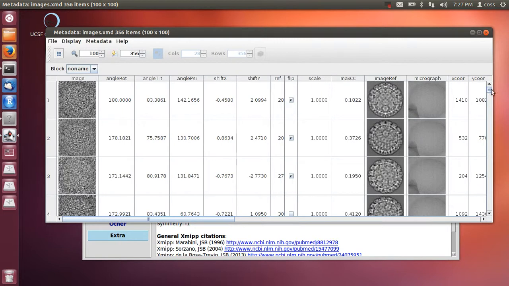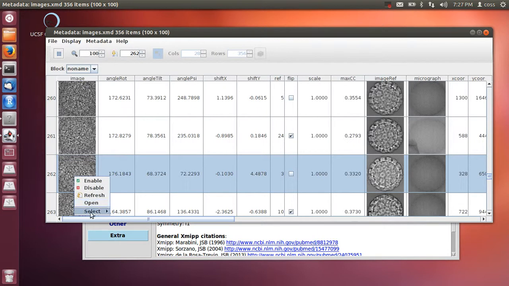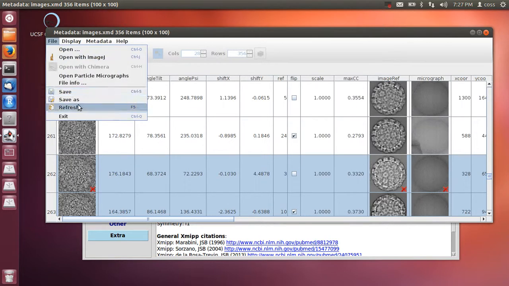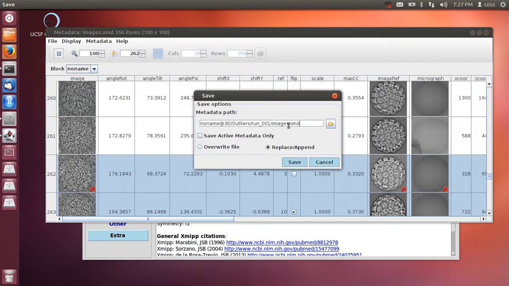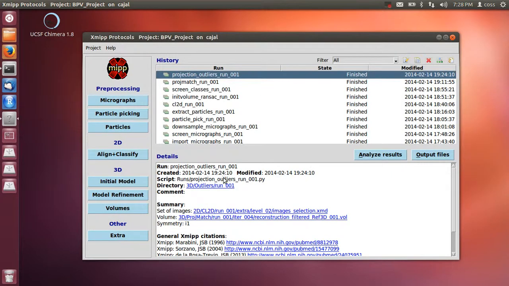So let's say here that you identify outliers, and you say from this image to the end, I don't want them. So you discard your images. Now you would save as images good, and now you could again perform a 3D analysis only with those good images and so on.